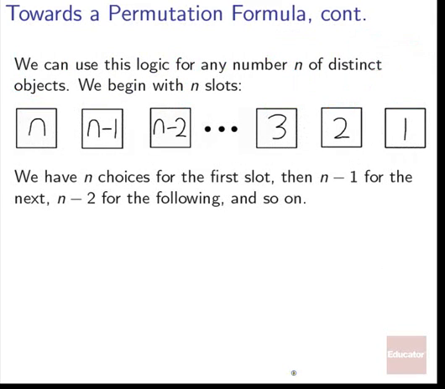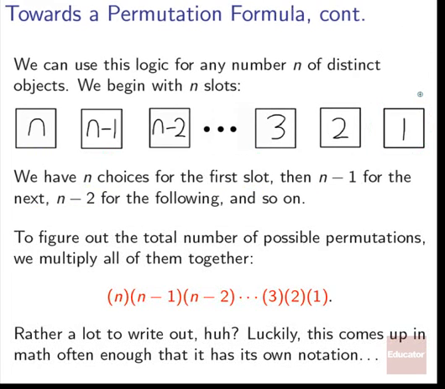Now, this logic will expand to any number of objects. So for any number n of distinct objects, we can start off with n slots. We will have n choices for the first slot because we have n different objects to choose from. Then for the next one, we will have n minus 1 because we just used one for the first slot, so there's now one less for the second slot. Then for the following slot, there will be n minus 2 because we just used one on the previous slot, so we've dropped down one again. And this will continue until we finally get down to the nth slot, which will only have one remaining choice because we've used everything else up by the time we get there.